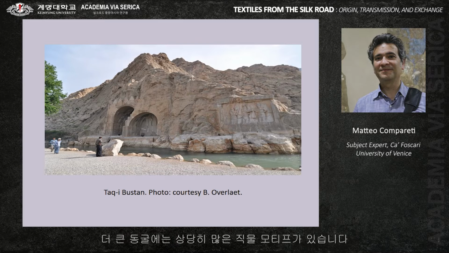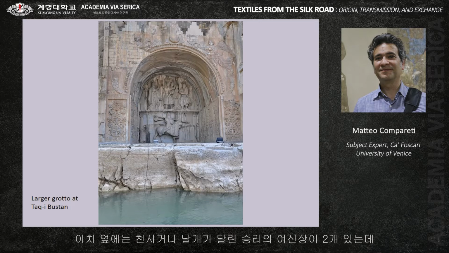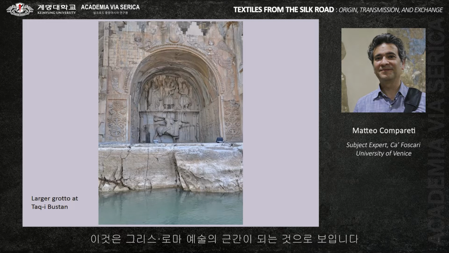In the bigger grotto, we have a variation of textile motifs that we do not have in any other Sasanian rock relief. From an architectonic point of view, the bigger grotto is a cube with 1 open side with this big arch and crenellation on the upper part. Just beside the arch, we have 2 angels or winged victories that we could consider as rooted in Greco-Roman art, and then we have some reliefs inside the grotto.